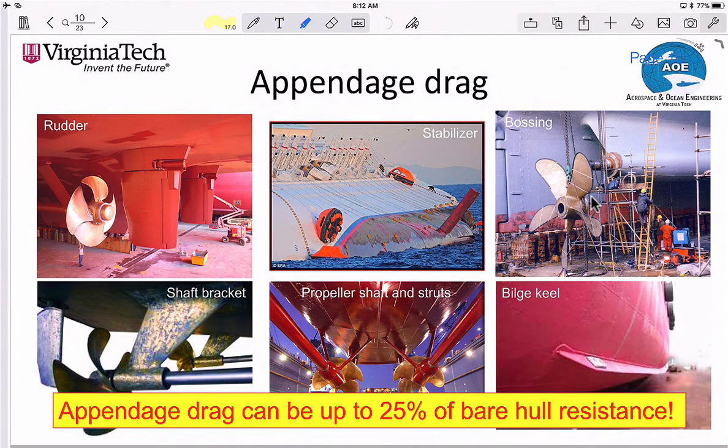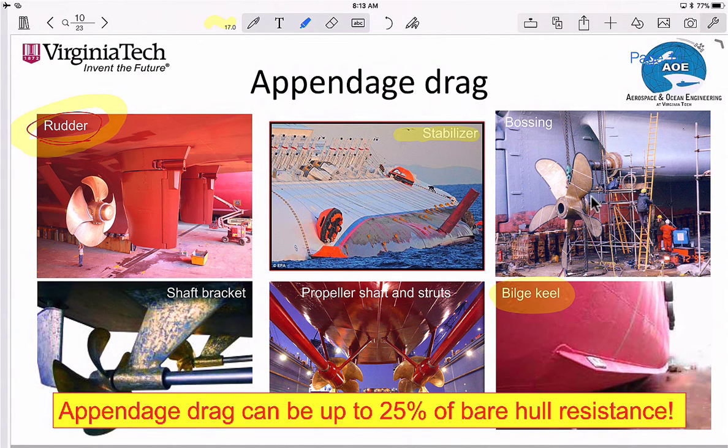Let's move on to appendage drag. Appendages are critical for being able to maneuver. So, right, we use rudders to maneuver. This picture on the top left here. Right, rudders help maneuver the ship. Stabilizers stabilize the ship. They help reduce roll. So do the bilge keels, like down here on the bottom. Bilge keels help keep the ship from rolling in high sea state.